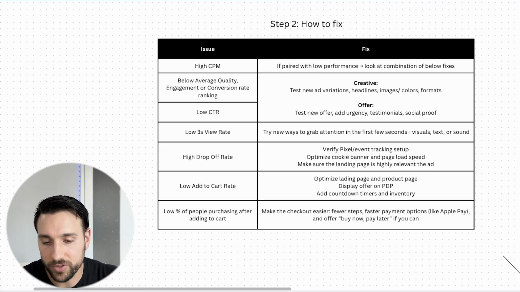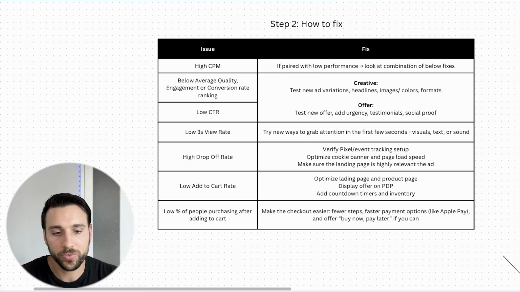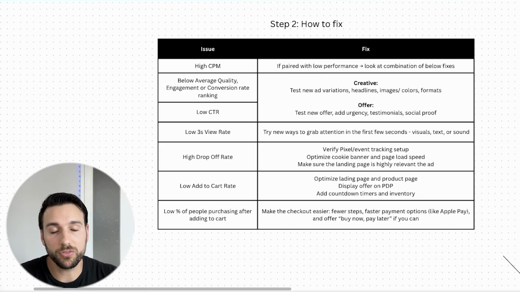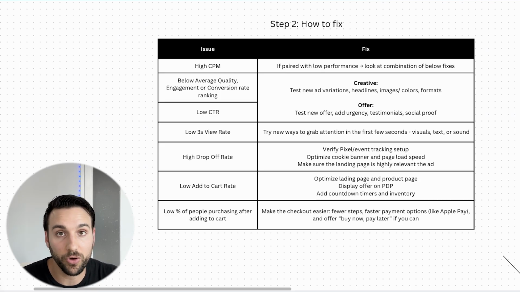Now, if you have a low 3-second view rate or a low hook rate, you could try new ways to grab attention in the first few seconds: visuals, text, sound. You have 3 different levels of hooks. You have a visual hook, a text hook, or an audio hook. That's the sound. So you can use them all together, or you could use one. It's really up to you and whatever's going to be the most impactful for your video, but you can play around with all of these to improve that 3-second view rate.